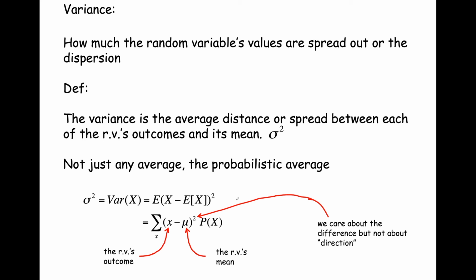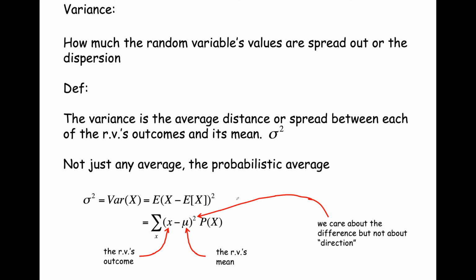And the thing to pay attention to here is the square term. Now, the square term exists because we care about the difference, but we don't care about the direction. So we don't care if that measurement is less than the mean, or if that measurement that the random variable takes on is greater than the mean. All we care about is the magnitude, but not the direction. And so we square it for that reason. We're summing together the magnitudes of the differences, and we're weighting them based on the probability with which that particular value X will occur.